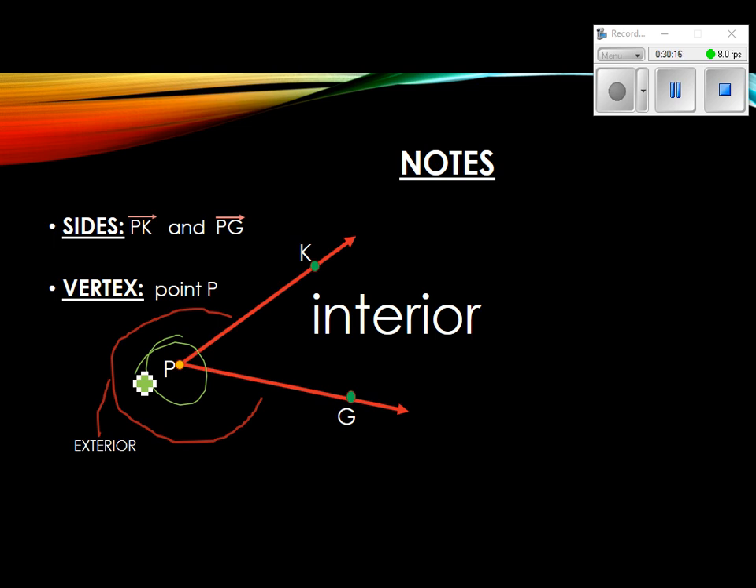If I ask you to name the sides of an angle and you put segment PK, am I going to mark it wrong? No. Probably not. Should I mark it wrong? Yeah, it's probably not the exact thing that you should put, but I probably wouldn't mark it wrong as long as you put PK and PG.